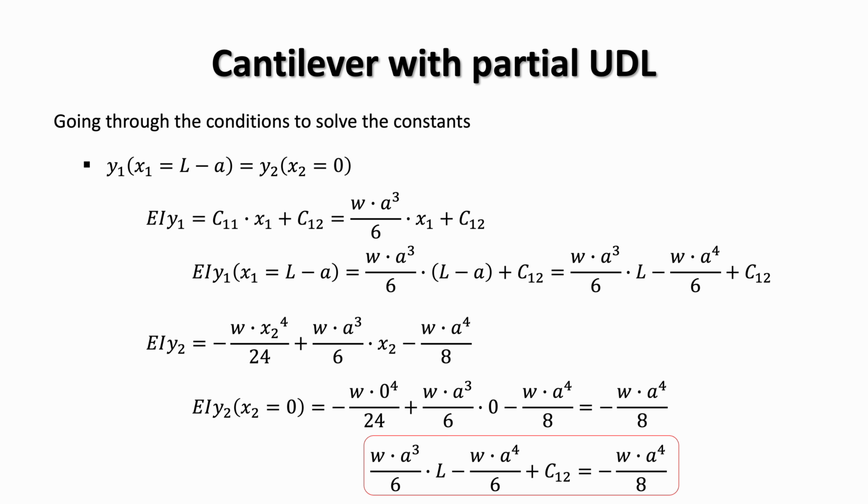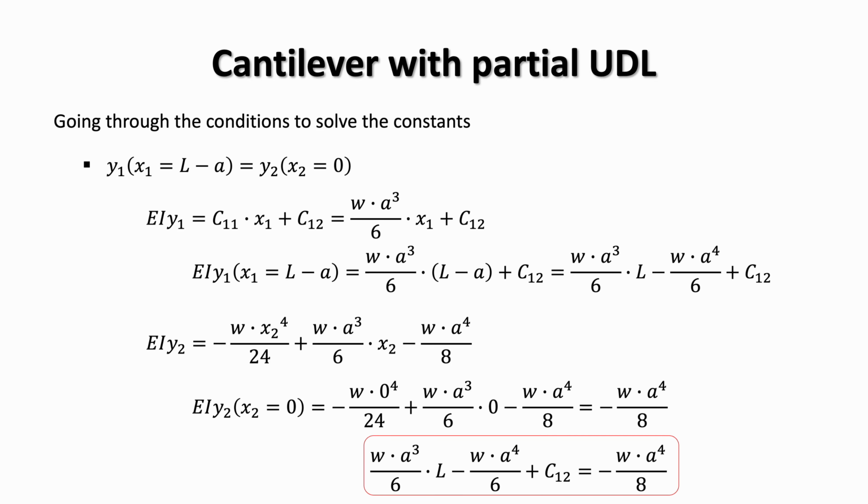Into that, we'll substitute x1 equals L minus a because we're at point B. Simplifying the equation, we get that wa cubed over 6 times L minus wa to the power of 4 over 6 plus C12. Next, we'll look at the expression for the deflection at region 2. We already fully developed this, so this is the final expression, and all we need to do in this case is substitute x2 equals 0. So doing that, the first two expressions that depend on x2 immediately fall off, and we remain with minus wa to the power of 4 over 8.